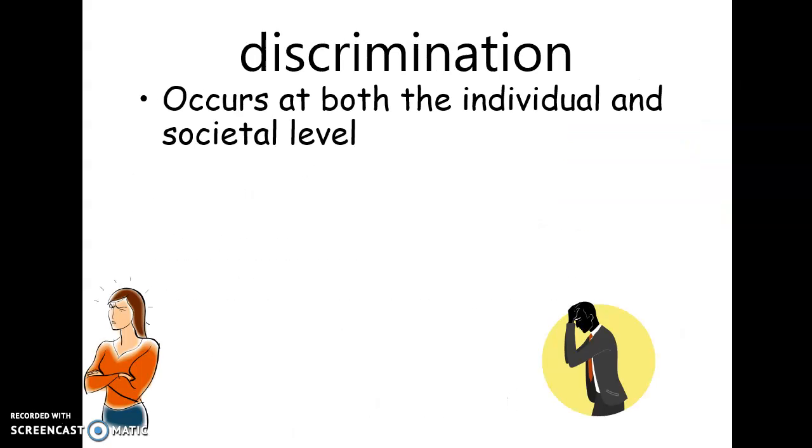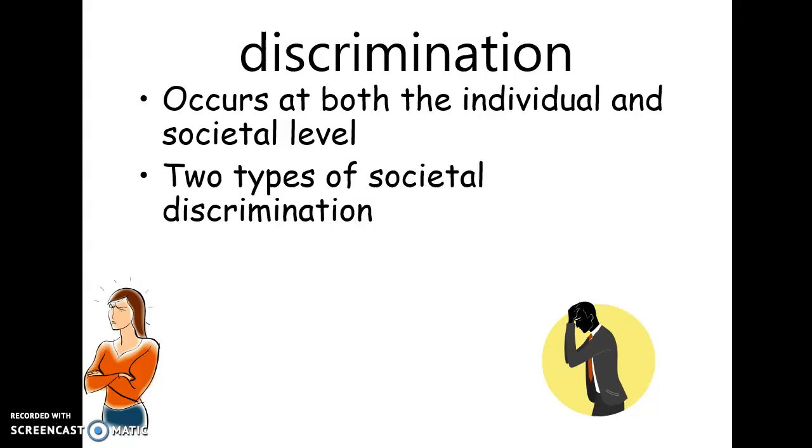Discrimination occurs at both the individual and societal level. So I as a person can discriminate and society at large can discriminate as well. It ranges from name-calling and rudeness to acts of violence, physical harm, and even death. While individual discrimination is definitely a problem, in this class we're looking more at things at the societal level.